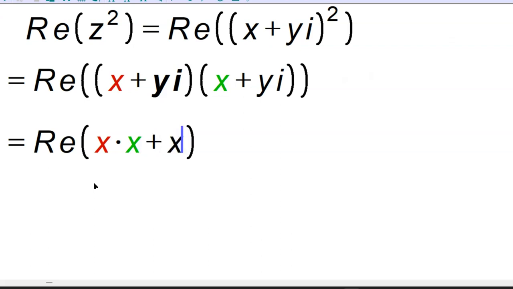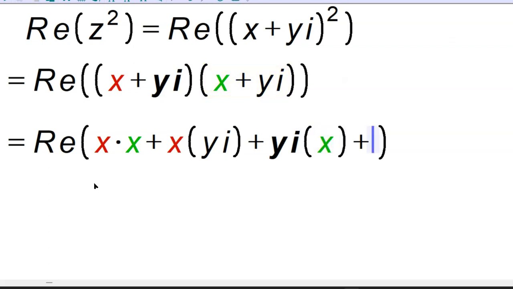And then plus x times yi. So here, this is the red x, and this is the yi that's not bold. Then plus yi, now this is the bold yi. Look very carefully at it. Focus. Math is best with your mind like a laser beam. And then times x here. And at the very end, you have plus yi, the bold one, times the yi that's not bold. So this step is FOIL.